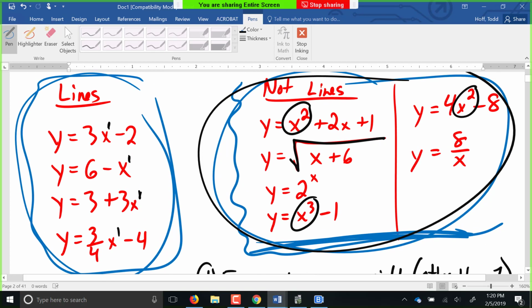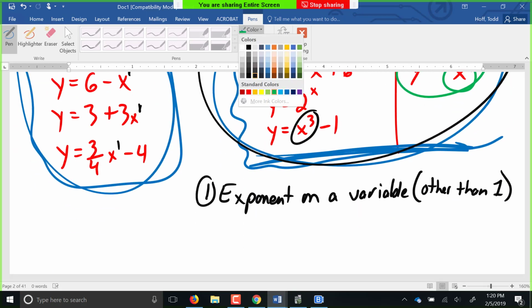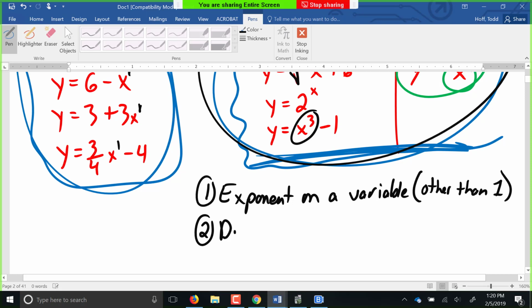What else do we see? X is part of a fraction, but it's not that it's part of a fraction, it's where it is in the fraction that's important. Where is it? It's in the denominator, yes. It's in the denominator, or we're dividing by x. Divide by a variable. And we'll put in there or in denominator.